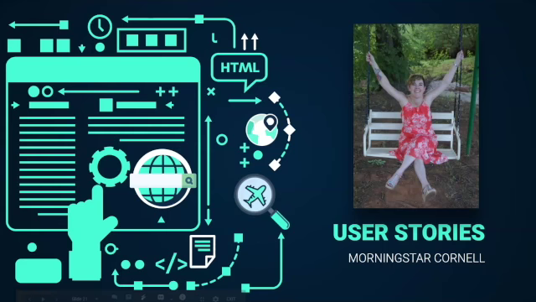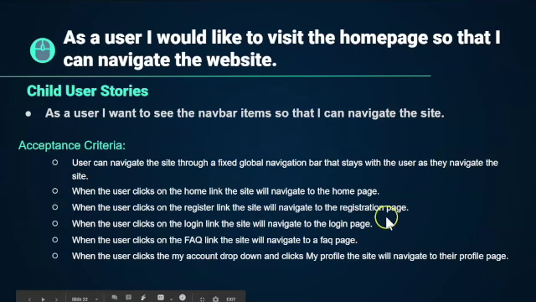This is Morningstar Cornell with User Stories, a trippy travel website for Sprint 1. My child user stories are: as a user, I want to see the navbar items so that I can navigate the site. Acceptance criteria. User can navigate the site through a fixed global navigation bar that stays with the user as they navigate the site.